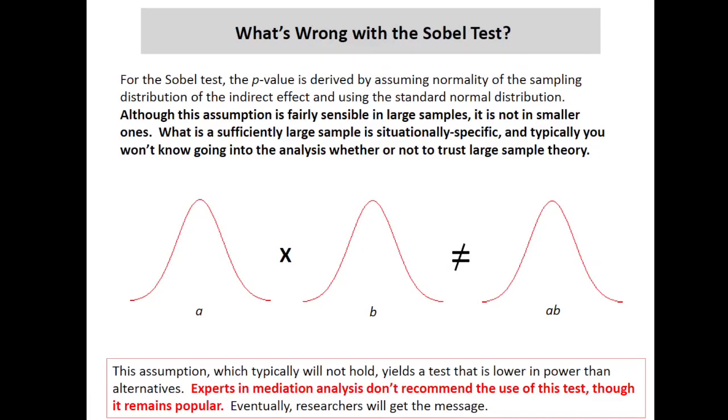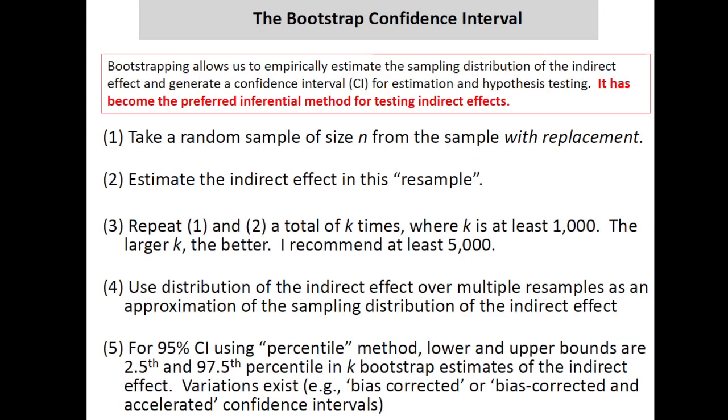As a result of this, in part, the Sobel test is among the lowest in power of methods for detecting indirect effects. So experts in this area are not recommending using this test, although it does remain popular. You'll see people doing it all the time still. I think eventually researchers are going to get the message, and I see evidence of that happening already. People have talked about it before me, but some work that I've done with a colleague of mine at Vanderbilt, Chris Preacher, has helped to make this a little bit more popular, because it's a little bit easier to do than it used to be.